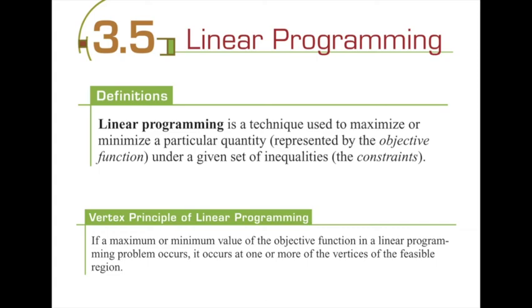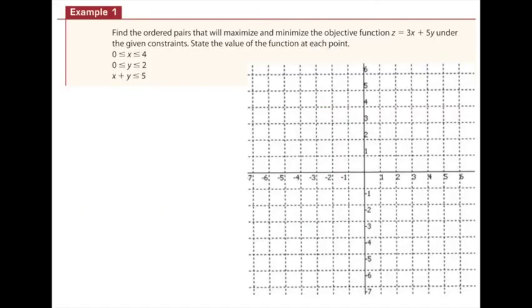These problems are going to give you a profit or an objective function, whatever your objective is. You're going to set that to the side, and then you are going to look at your constraints. You will graph the constraints. You will find your vertices, and then you will take the vertices and go back to that objective and see which one gives you maximum or which one gives you minimum, depending on what you're trying to find. All right? So let's look at this first example.